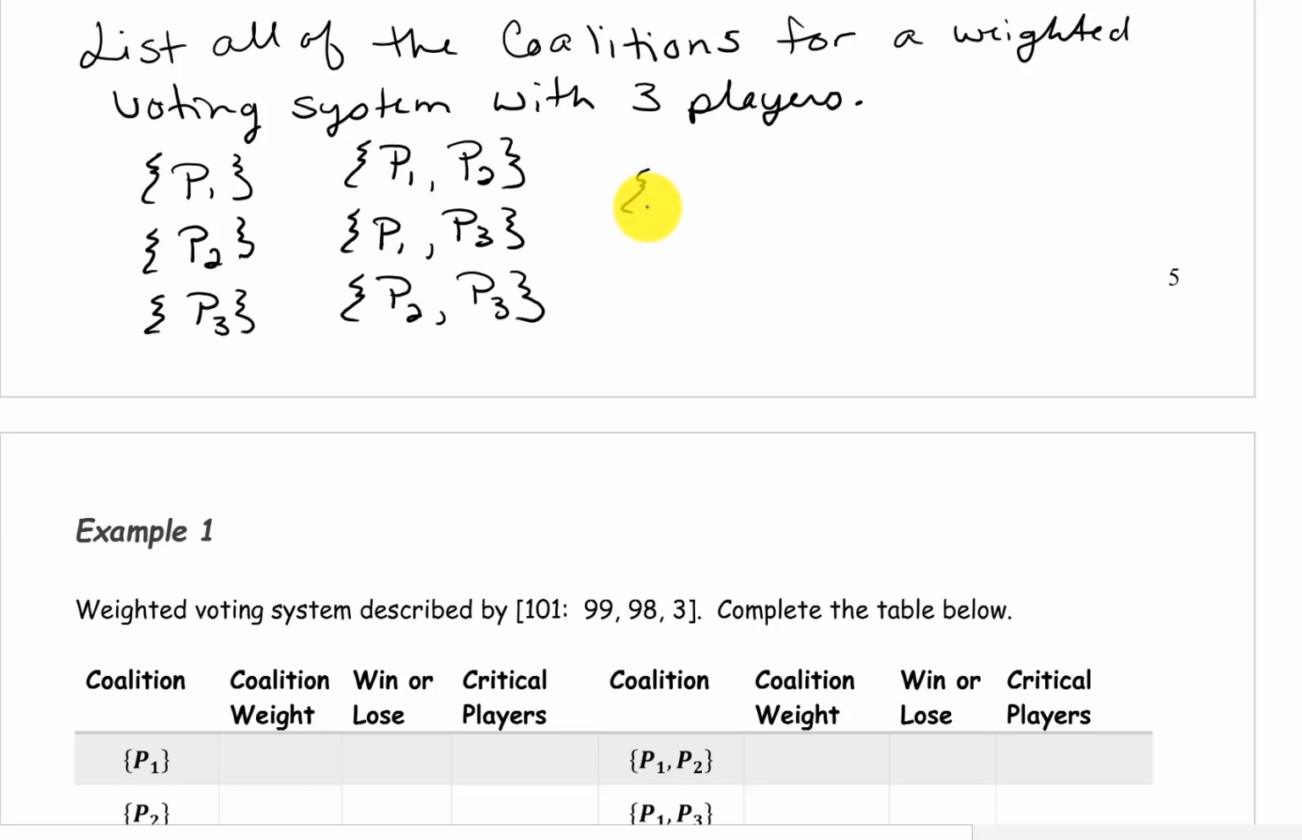Now we'll list the last coalition, the coalition that contains all of the players. So this is a list of all the possible coalitions that we can have with 3 players.